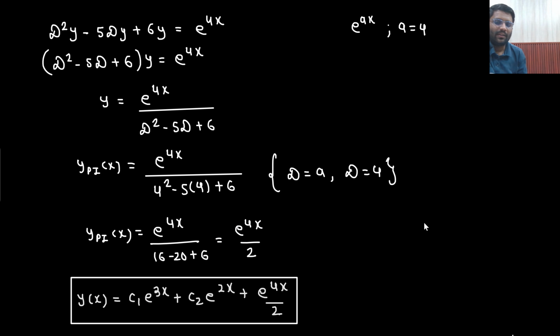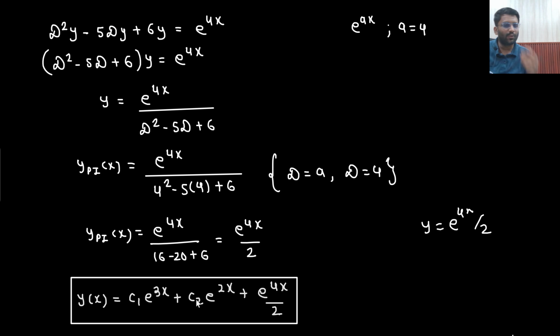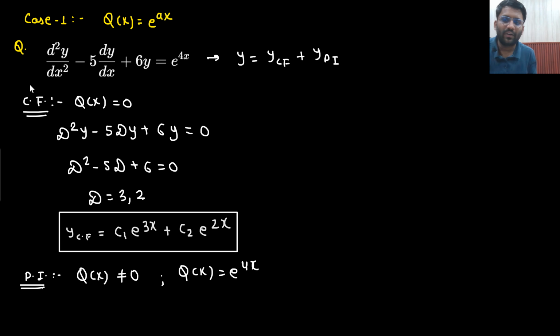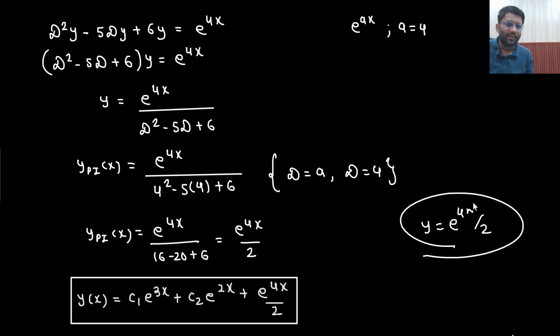Now do one thing. Assume y as e to the power 4x by 2 only. That means only the particular integral we are assuming. Forget about CF. CF is the complementary function. It is complementary, even if it is not present. If c1 and c2 both are 0, then this particular y equals e to the power 4x by 2 will be enough to satisfy this equation.